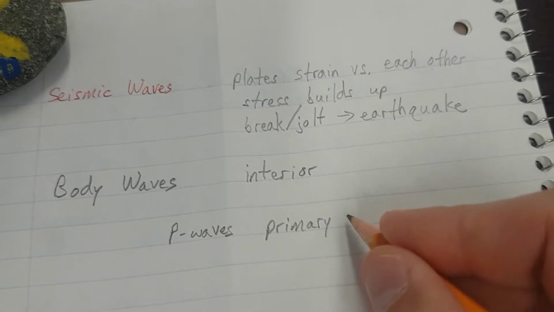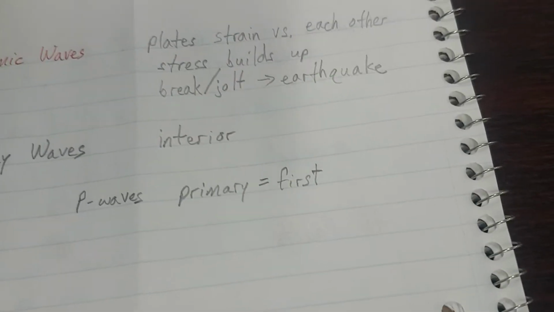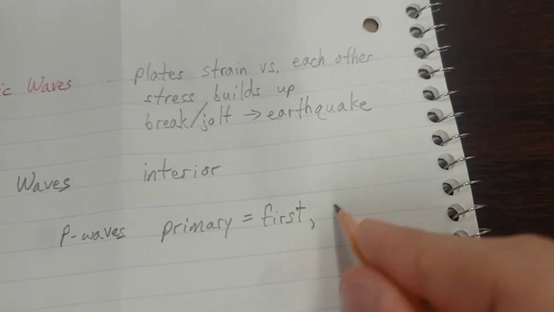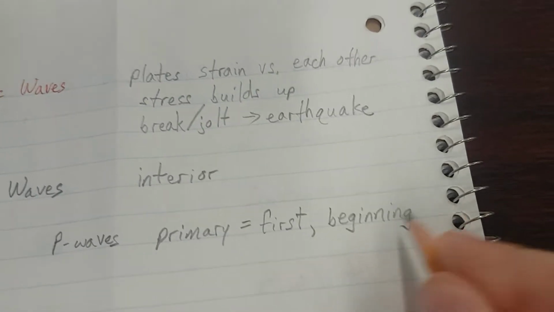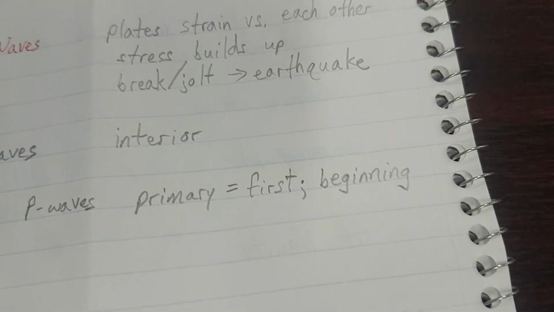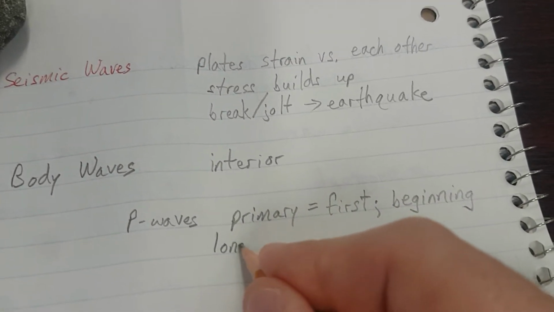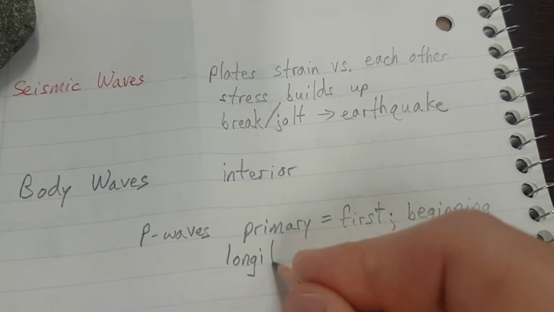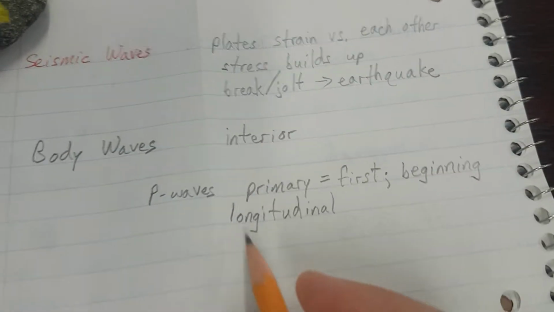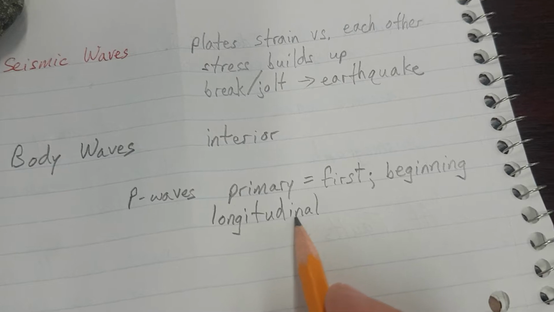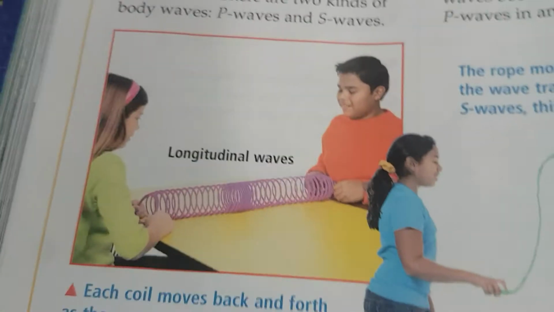P-R-I-M-A-R-Y. Primary is the same thing as first or initial. Primary is like the beginning. First, beginning, B-E-G-I-N, double the N, I-N-G, and turn that into a semicolon. Okay, and now longitudinal, L-O-N-G-I-T-U-D-I-N-A-L, longitudinal. Okay, let's look at this picture over here.